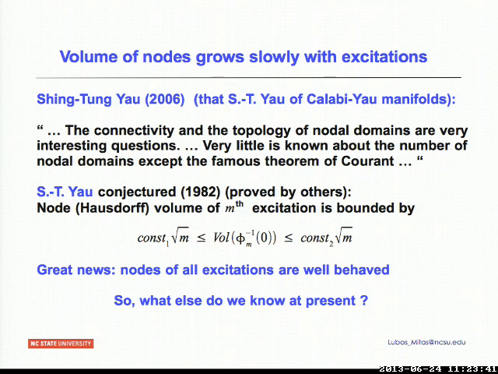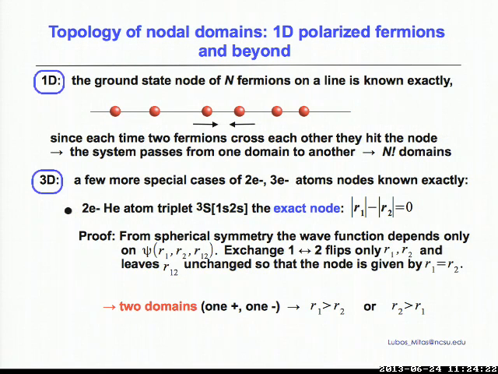Actually, it is interesting to look at the nodes of excitations, and some famous people were working on this, and one of them proved the following: that the Hausdorff volume of the nodes, namely how much of a hypersurface that has, is actually bounded from above and below. So the nodes of highly excited states are very nicely behaved. They simply don't grow too fast. They try to be sort of minimal in some sense. You see it depends on the square root of m. So all the node excitations are well behaved. So what else do we know at present?